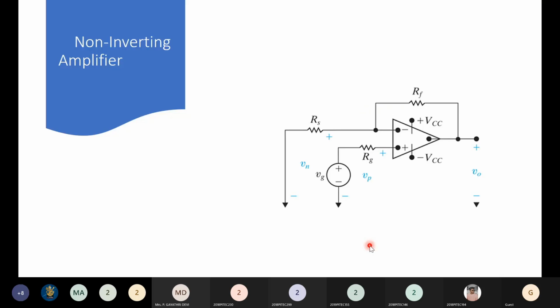Next. The one we saw now is the inverting amplifier, where input was given to the inverting terminal of the op amp. Now we are going to see the non-inverting amplifier. Now you can see the circuit. This is the circuit of a non-inverting amplifier. Now I am giving the input to the non-inverting terminal of the op amp, and the inverting terminal is grounded through a resistor. Of course, you have a feedback here too. This type of circuit we call a non-inverting amplifier.